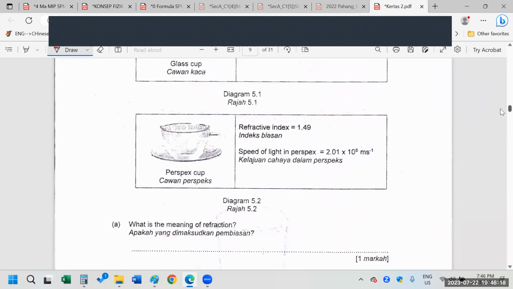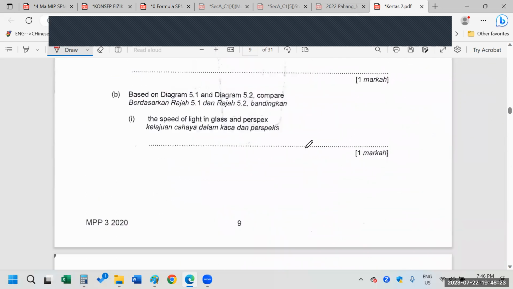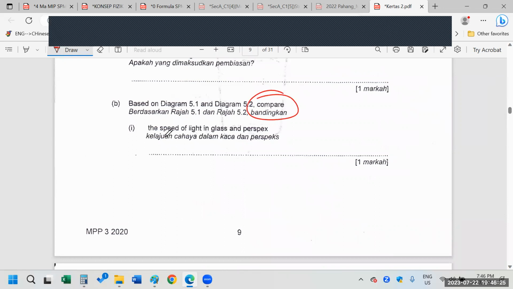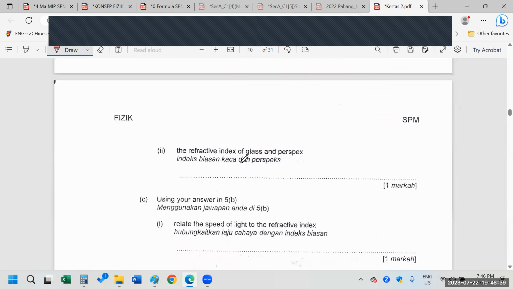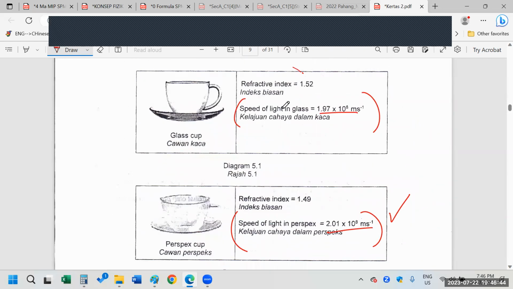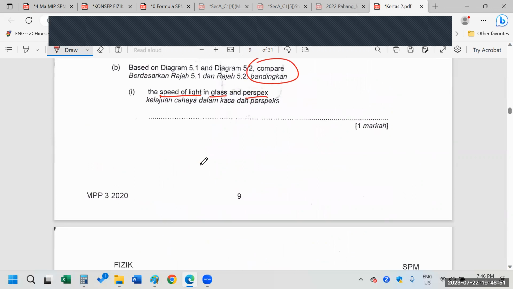Now, for example, this. Compare the speed of light in glass and perspex. Now, speed of glass. They already tell which one is higher, this one. Then compare what? Refractive index. No, they already tell. Just compare. Then compare what? Oh, this one only got 2.